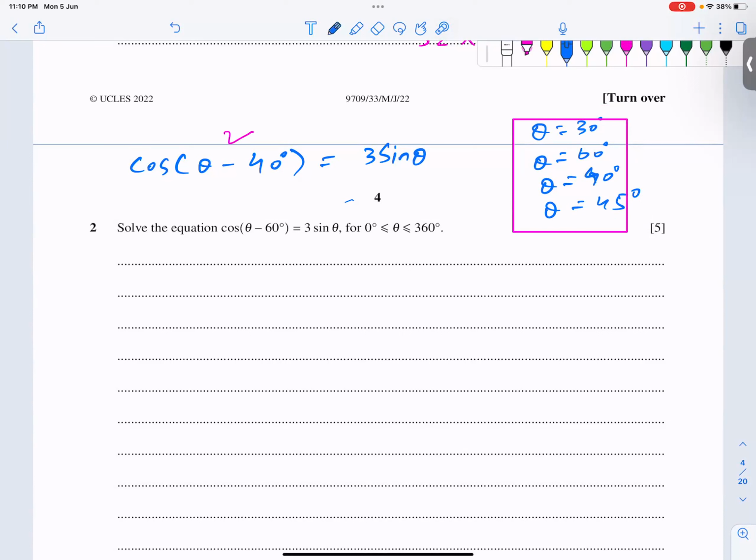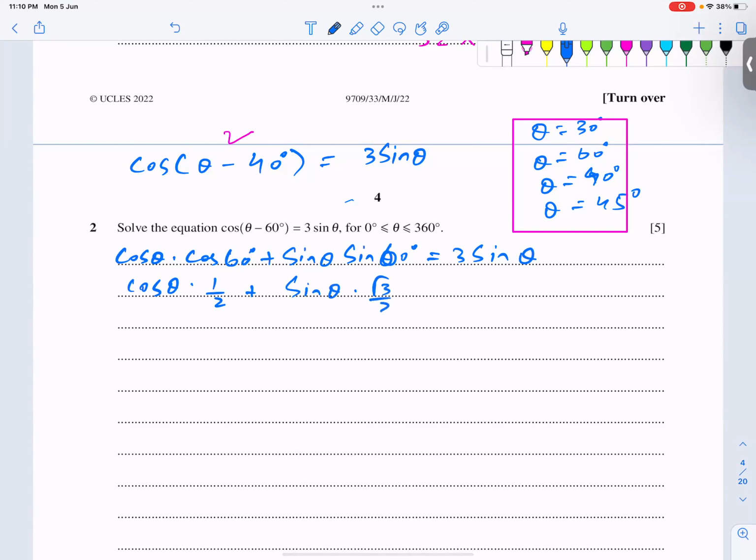But right now, in our question, we can see that there is cos(theta minus 60). So the better way to do this is just to open the identity. Now cos(theta minus 60) is cos theta into cos 60 plus sine theta into sine 60, is equal to 3 sine theta. Now cos theta will be as it is, and cos 60 is 1/2, plus sine theta as it is. Sine 60 is square root 3 over 2, is equal to 3 sine theta.